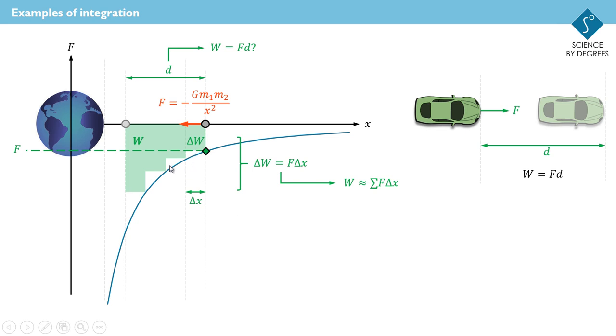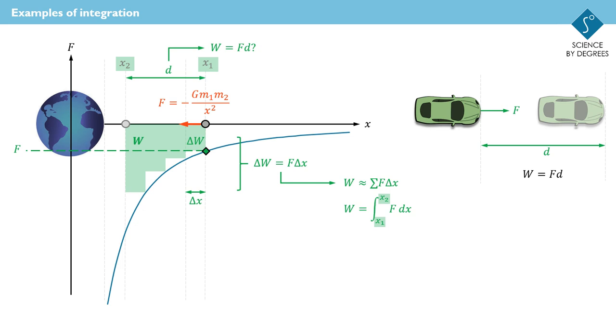Look at the missing bits of area here. So the way we're going to cure that is by shrinking the small distances delta x down to an infinitesimal distance. And mathematically that means that the sum of small rectangles is replaced by the integral of the force F with respect to the distance, from point x1 to point x2. And that's the main point of this video.